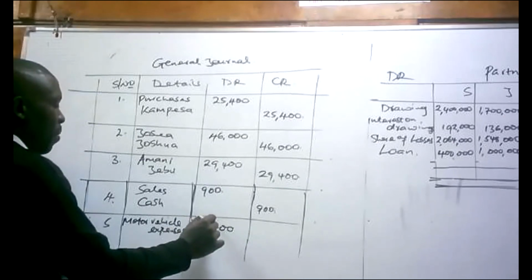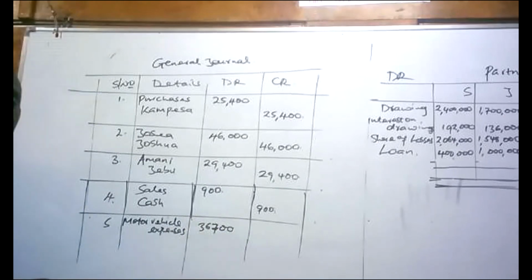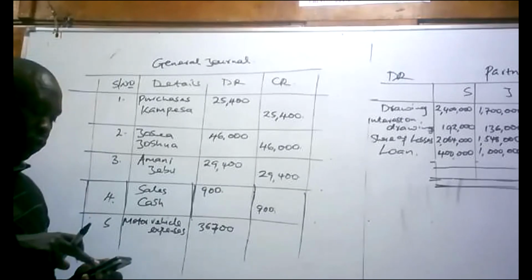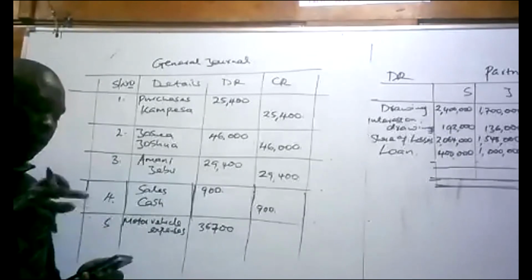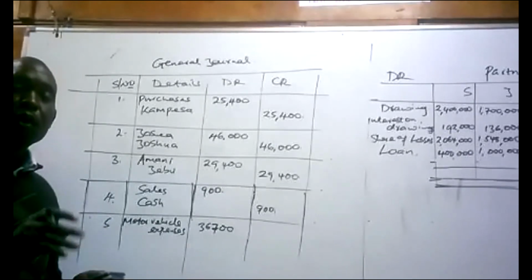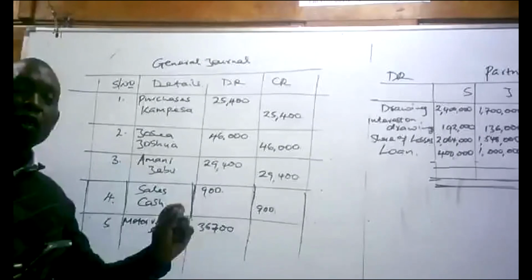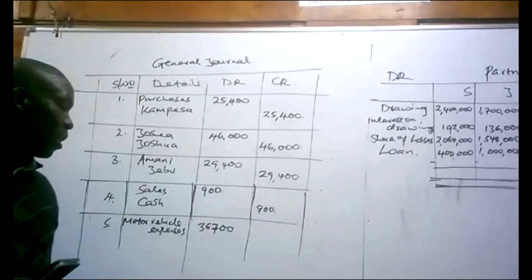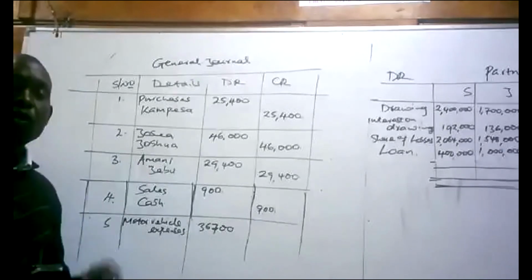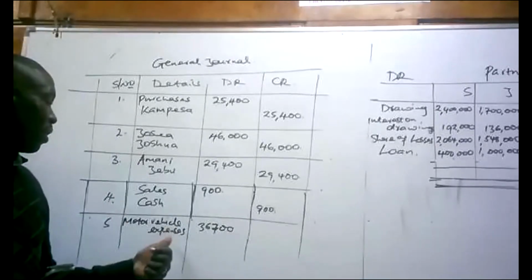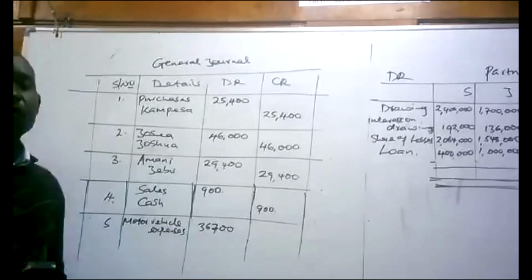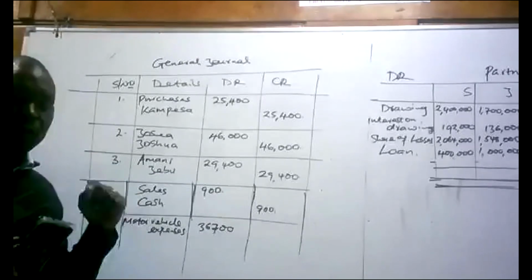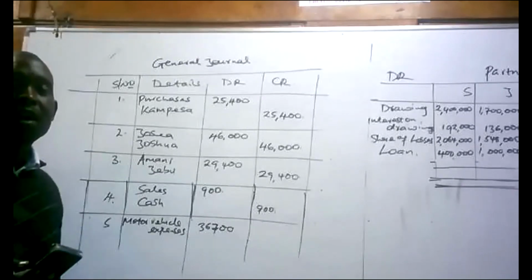36,700. Remember, they were recorded on the debit side, though not told. Recorded in motor vehicle account, not told. Why? Because both motor vehicle and motor vehicle expenses are normally debited. So the mistake we made here is debiting the motor vehicle account instead of debiting motor vehicle expenses.